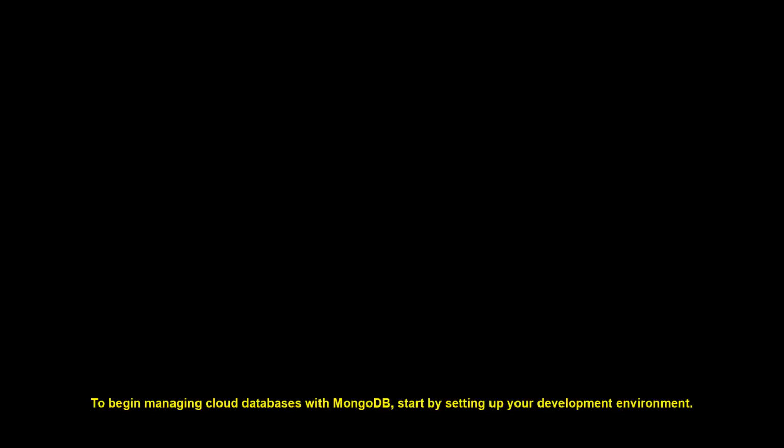To begin managing cloud databases with MongoDB, start by setting up your development environment. Install MongoDB on your local machine by downloading it from the official website. Follow the installation instructions specific to your operating system to ensure proper setup. Once installed, verify the installation by opening your terminal and typing mongo. This command should launch the MongoDB shell, confirming that the installation was successful.